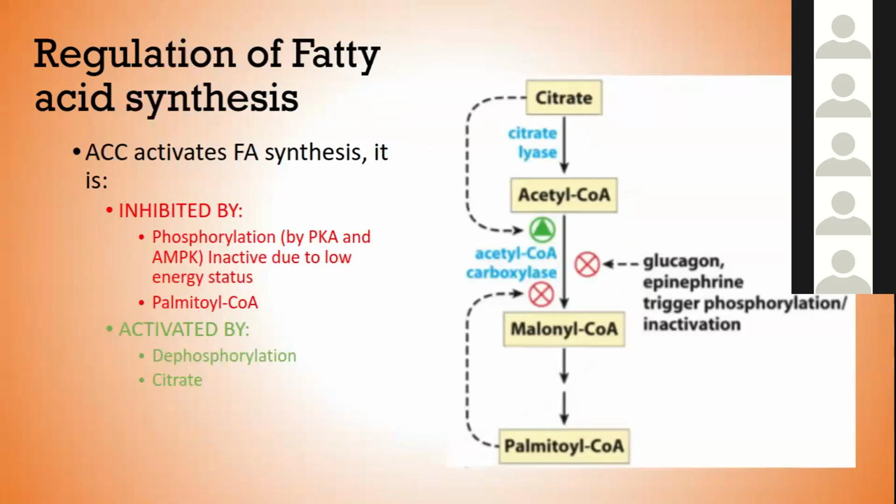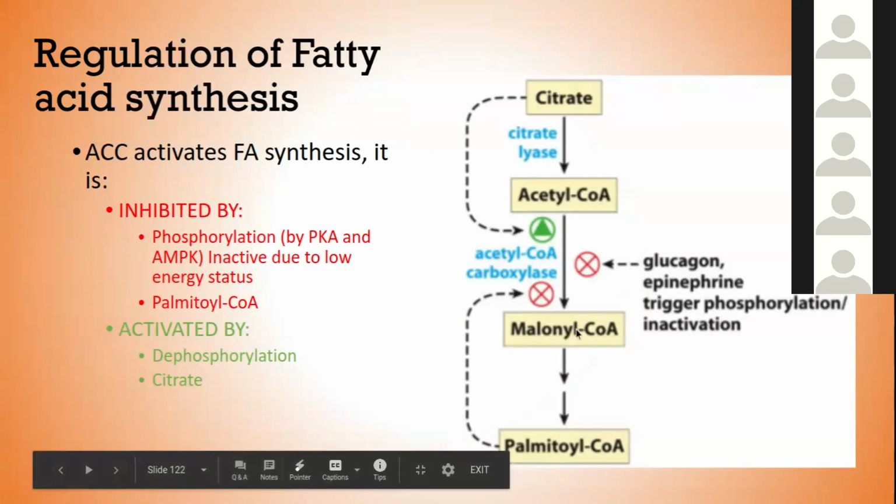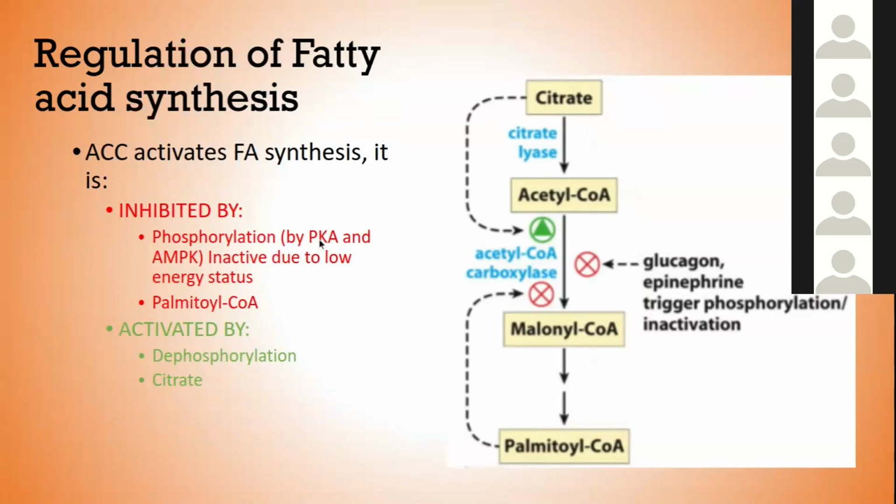So regarding regulation of fatty acid synthesis, we know that ACC is going to activate fatty acid synthesis because it gives us that malonyl-CoA molecule. And it's going to be inhibited by phosphorylation, like we said. So PKA is going to inhibit it, and the way you get to that is by using glucagon. Also, it's going to be inactive due to low energy status. So when you don't have enough glucose, you release glucagon, and that means your PKA is going to be activated. It's going to phosphorylate your ACC.